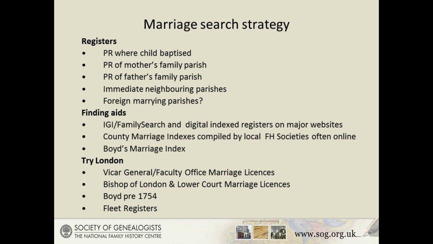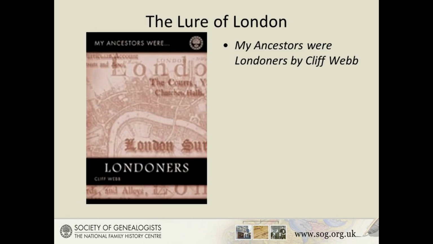Use, of course, finding aids and indexes, FamilySearch, the IGI, and digital index registers on major websites. County marriage indexes compiled by local family history societies are often online or at the local record office. Boyd's Marriage Index is a useful source of millions of marriages. Try London as a magnet for quiet or irregular weddings. Remember that Vicar General and Faculty Office marriage licences, as well as the Bishop of London and lower court marriage licences, were issued for marriages in London. Boyd's Marriage Index has good coverage of London, especially before 1754, and of course consider the Fleet Registers and other foreign marrying churches and chapels in London.